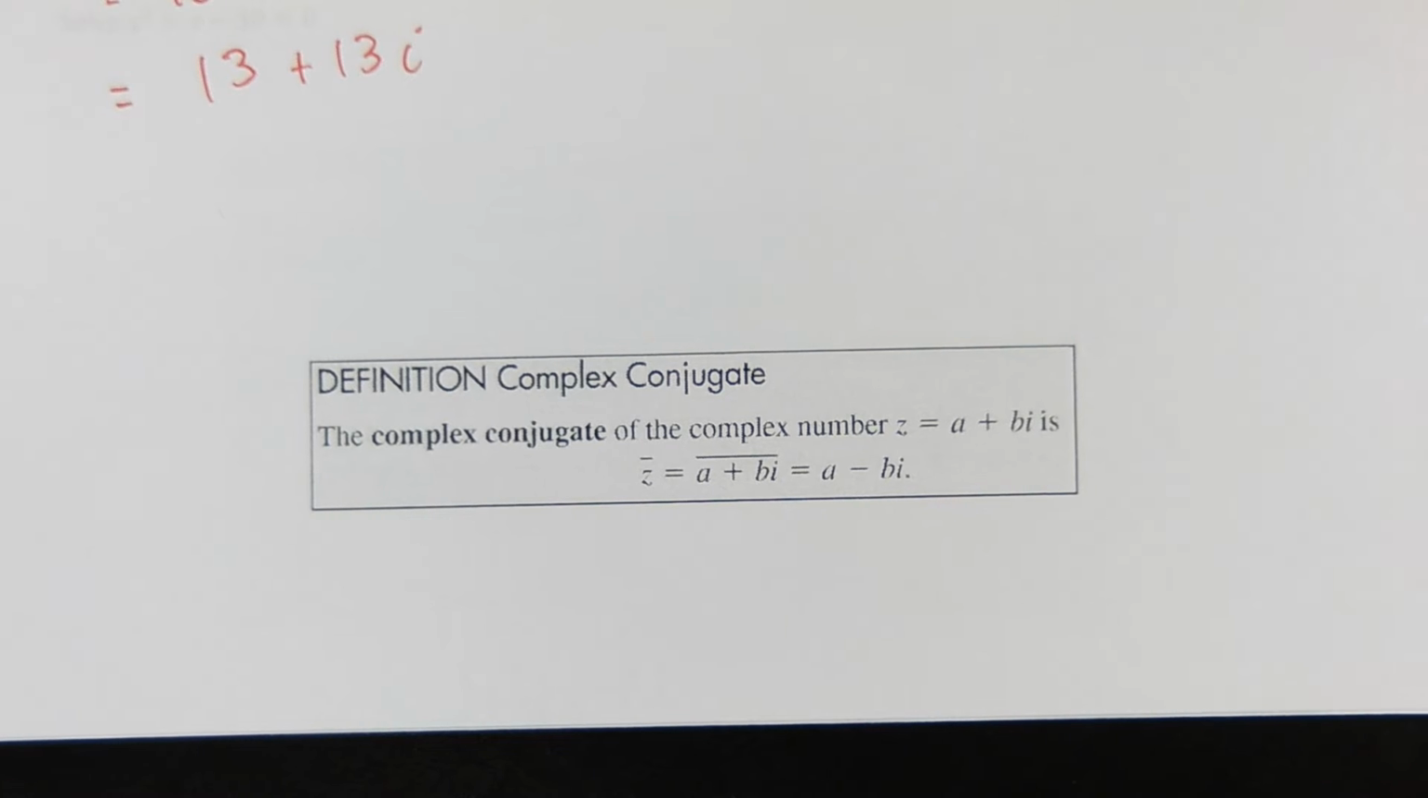What are conjugate numbers, though, is the real question. Conjugate numbers are numbers that are binomial in nature, exactly the same values. One has a plus in the middle and one has a minus in the middle. That's it. And you've actually been dealing with these this year already.